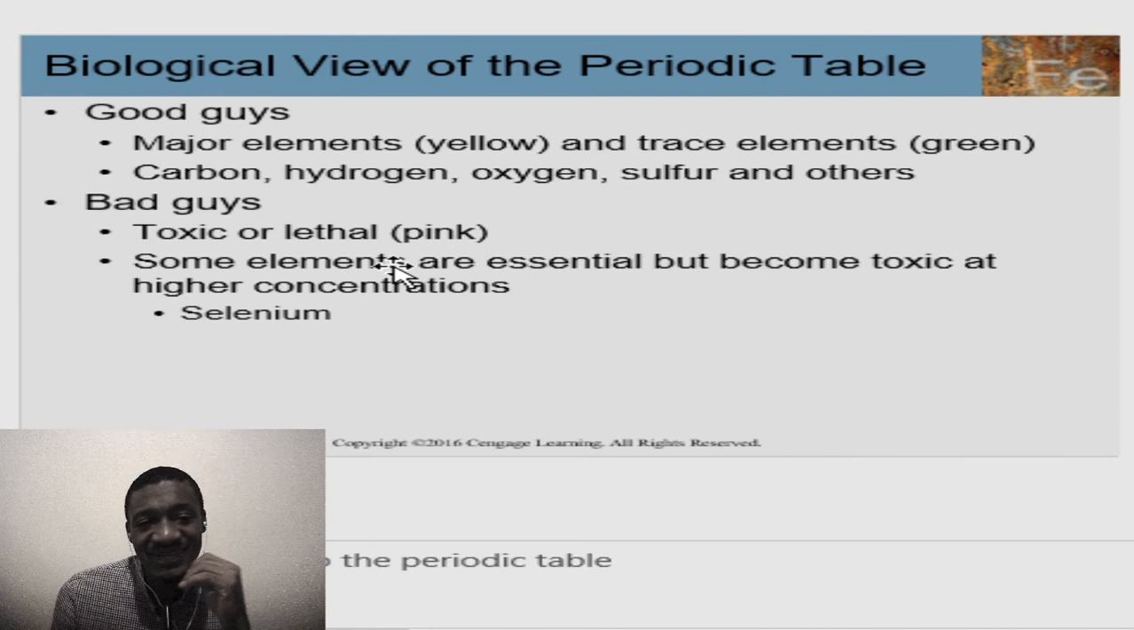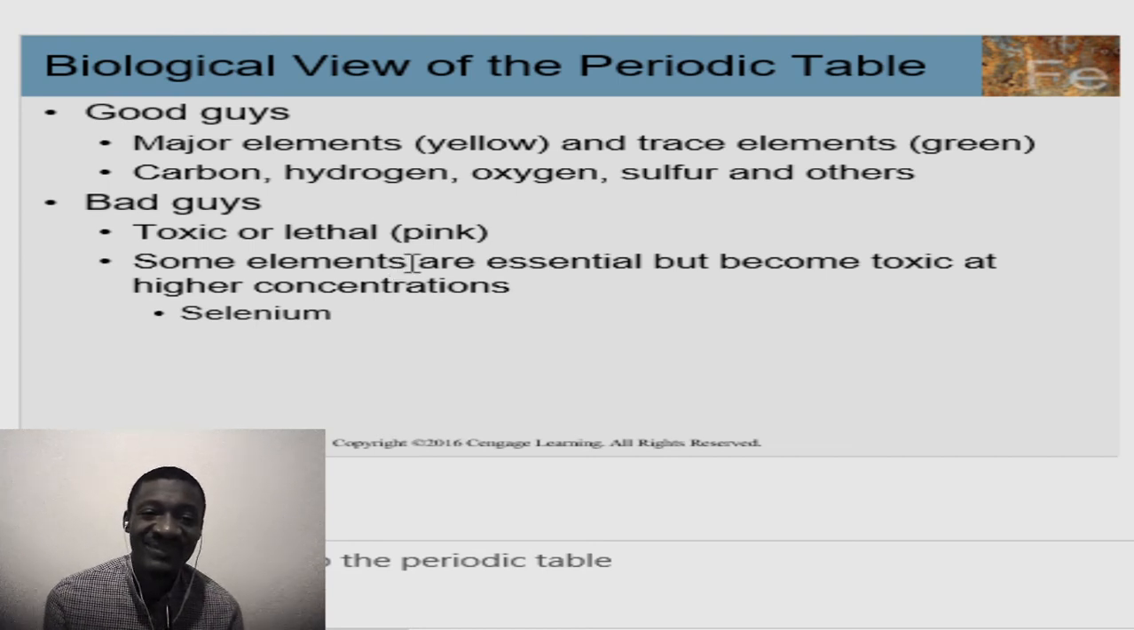So the biological view of the periodic table is that you have good guys and you have bad guys, like every good movie would do. You have the protagonist and you have the antagonist. The good guys are obviously good, the bad guys are obviously bad. Bad in the sense that they cause harm, and good guys are good in the sense that we need them, even though if you take too much of the good guys, it can go bad for you as well.